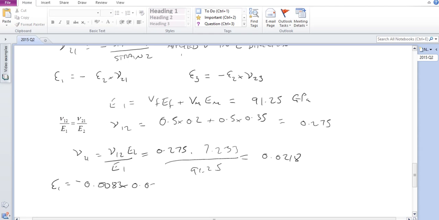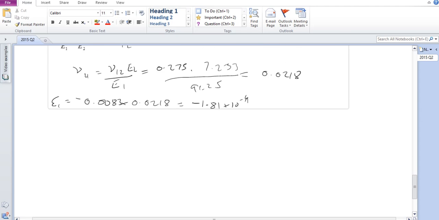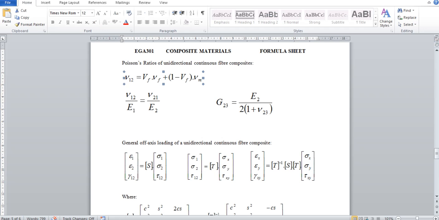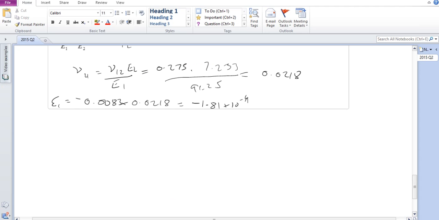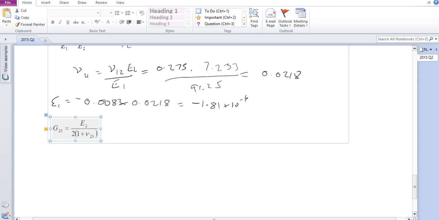Times 0.0218, and that comes out to be a really quite small value, minus 1.81 times 10 to the minus 4. We could do an equivalent thing for the strain in the 3 direction. In this case now we need Poisson's ratio 2:3, so we can go to the equations. There's Poisson's ratio 2:3. We know E2, so that's alright, but we don't know G, so we need to work out G. The important thing to remember here is that all the G values are the same. So G23 and G in other directions and GC, we approximate them all to be the same.